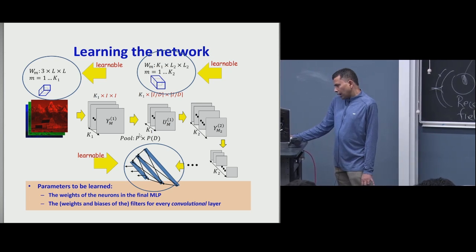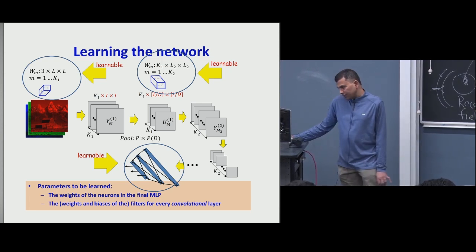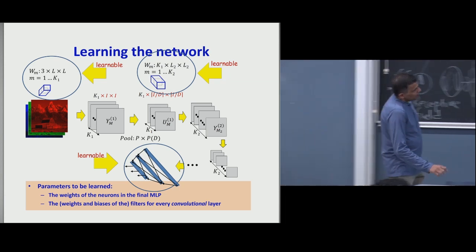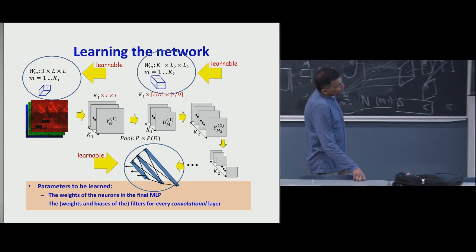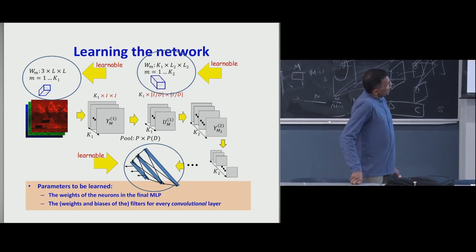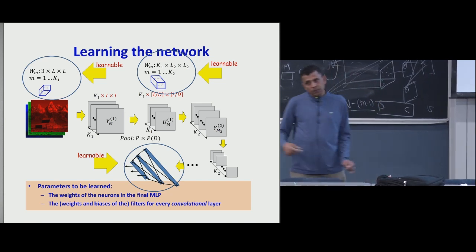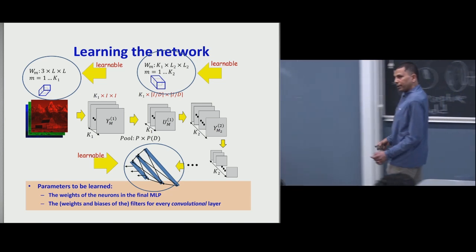So the parameters to be learned are all of these: the weights and biases of the neurons in the final MLP, and the weights and biases of the filters for every convolutional layer, right?